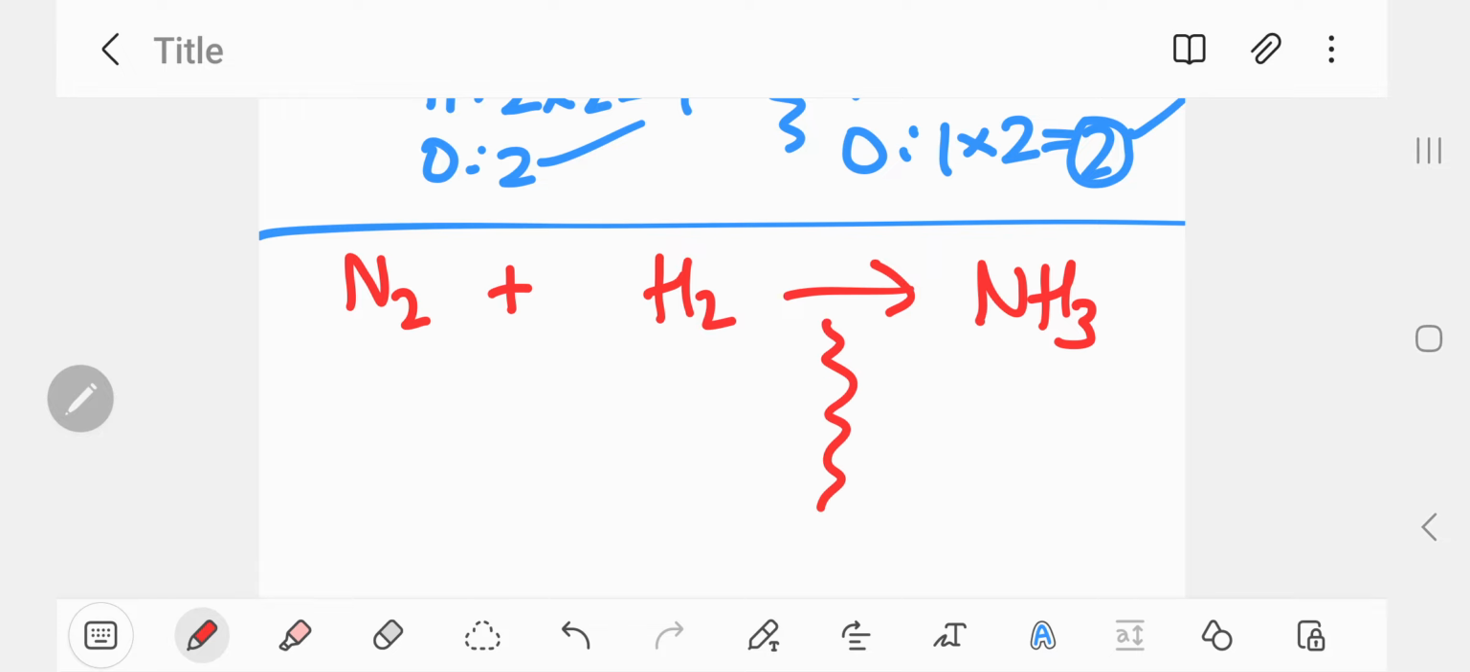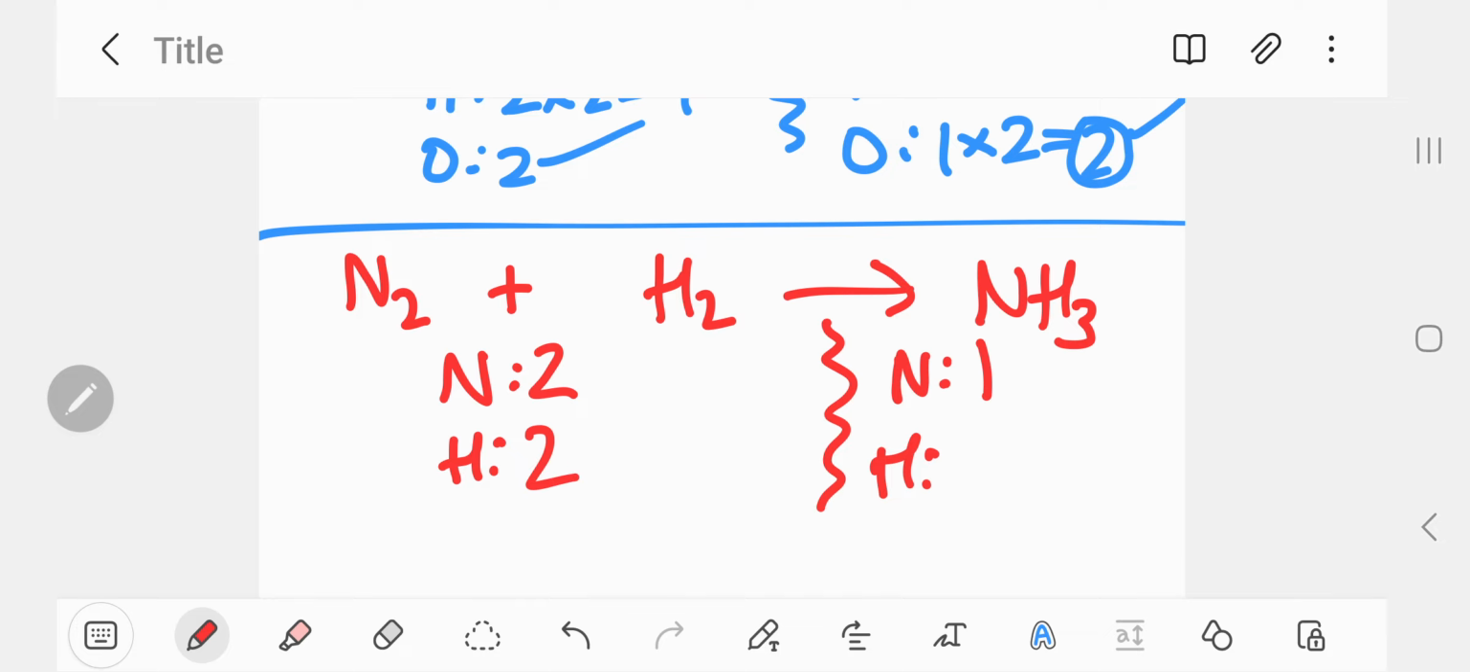So first things first, let's take an inventory. Well, there's nitrogen and there's hydrogen. Okay, there's two elements that we can see on the left-hand side. Same thing on the right-hand side. Let's now count. Well, there's two nitrogen atoms, that's two. And there's two hydrogen atoms, that's two.